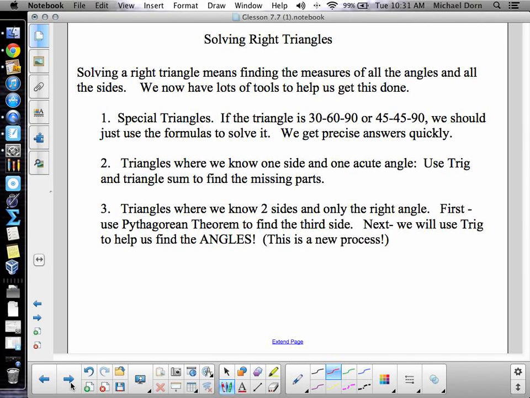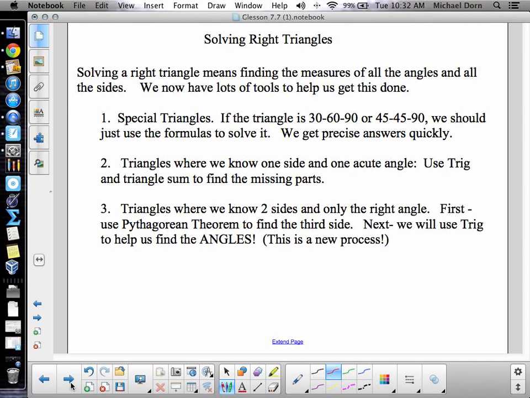What we're looking at today is solving right triangles. And basically this is putting it all together. Solving a right triangle means finding all the sides and all the angles of the triangle. Finding all the information we can about it. And for the most part, we've been doing a lot of that already. We know how to find the sides, but we don't know how to find the angles all the time. That's what we're going to learn as new today.